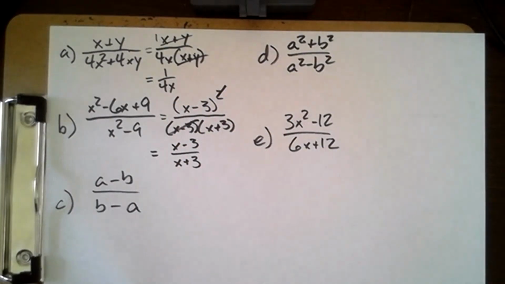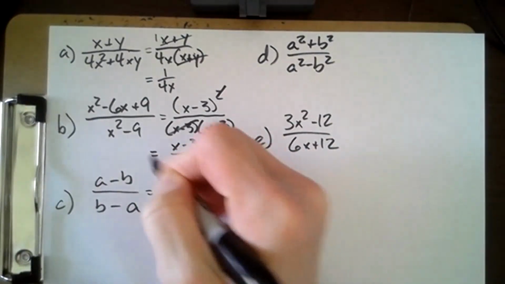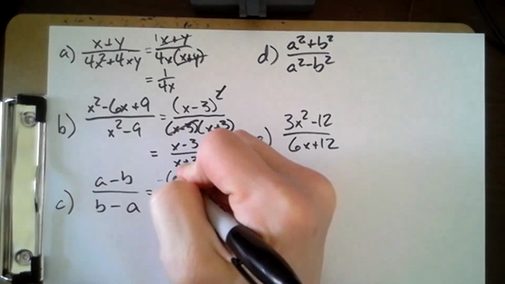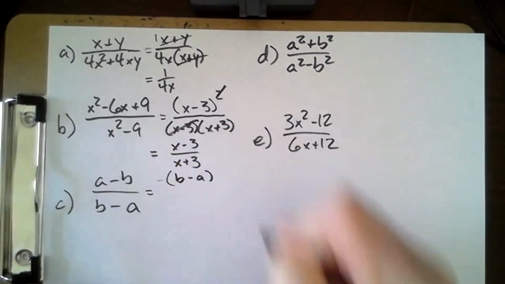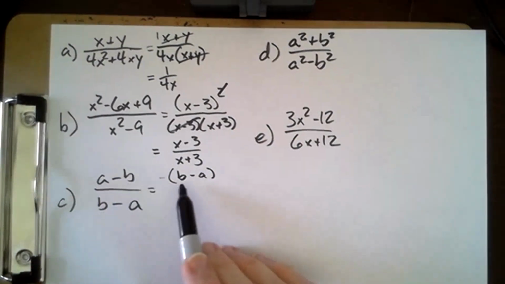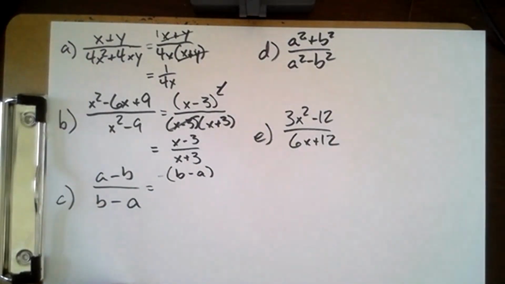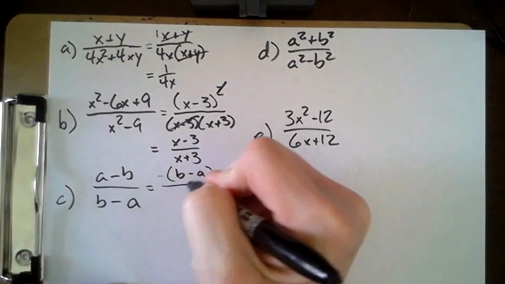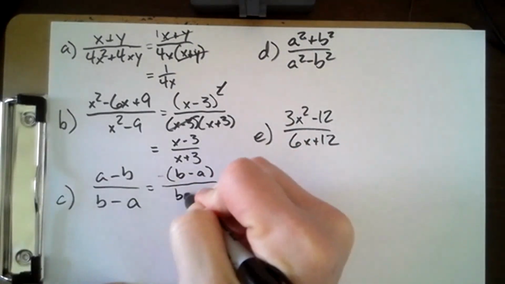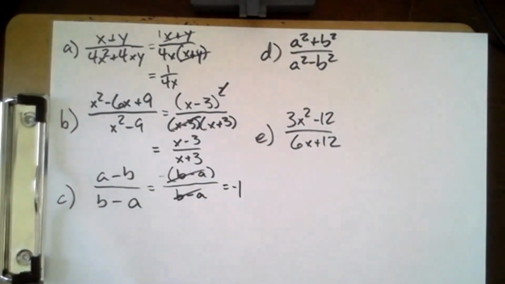In this next one, we've got a minus b divided by b minus a. And one way to look at this is to put a negative here and rewrite this in the numerator as b minus a. That's negative b minus a. If we apply that negative, we've got negative b plus a, which is the same as a minus b. So that's the same thing. We've got negative b minus a over b minus a. So these will cancel, leaving us with a negative 1.